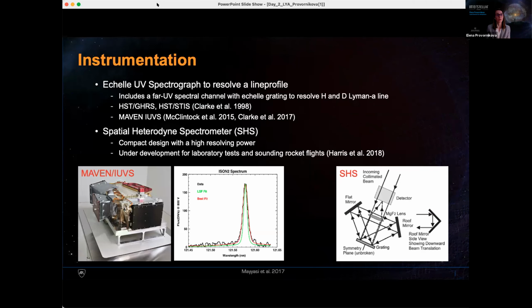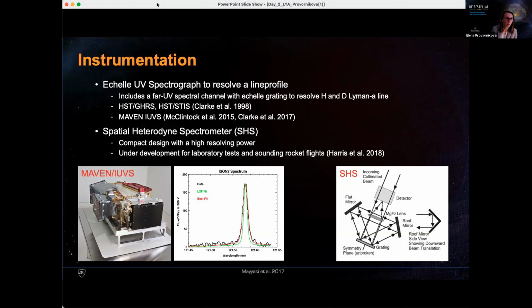So here are the instrumentation options for this type of measurement. These are HL UV spectrographs to resolve a line profile. This is a spectrograph that includes a far UV spectral channel with HL grating to resolve hydrogen and also deuterium Lyman alpha lines. And here on the bottom left, you see the MAVEN IUVS instrument.